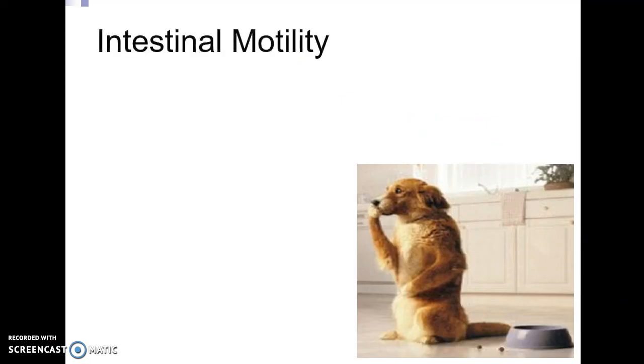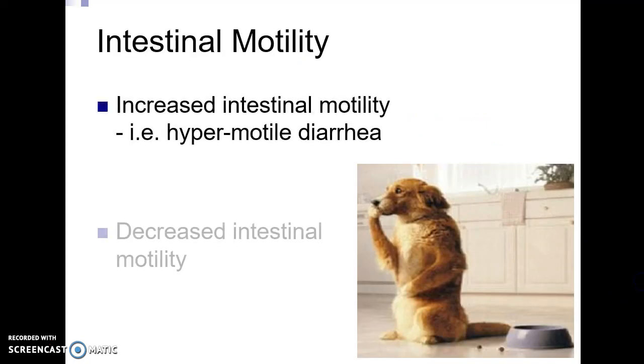So when we get to the intestines, it's going to be an opposite effect of the stomach activity. So in the intestines, if we have increased intestinal motility, we're talking about diarrhea usually. The food is moving through and it's turning into feces and it is moving through fast and there is not enough time for a drug to be absorbed.